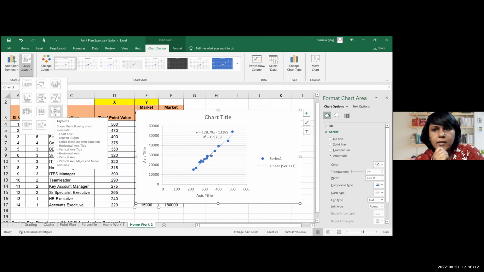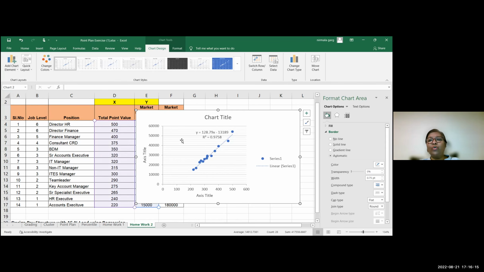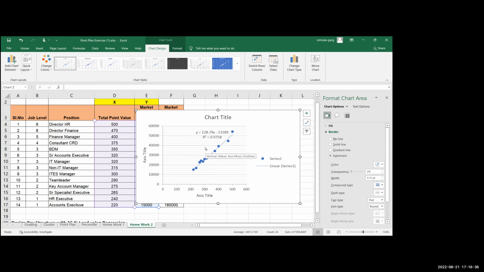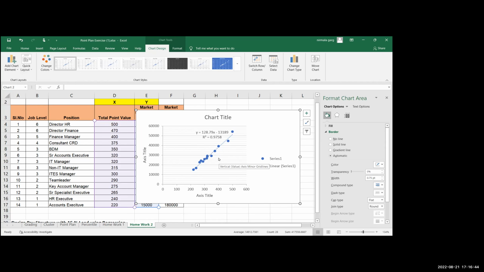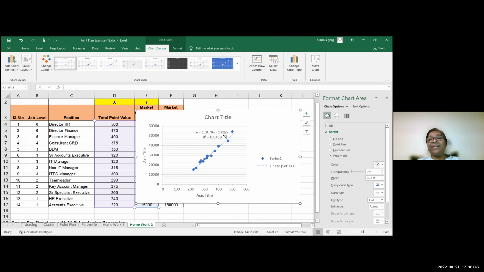Yes, ma'am. Layout 9. And then you will automatically get your best fit line, which is called the regression line, or the salary line, where all your job points are tightly knit on the line. That means, can you see the R square? How much is it? 0.97. That means it's 97%, a very good fit. Why should I say very good fit? That means the dependency of your salary is 97% based on the point value.